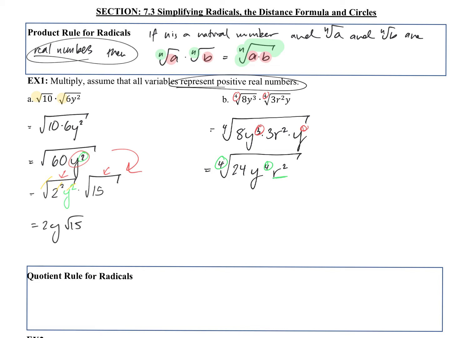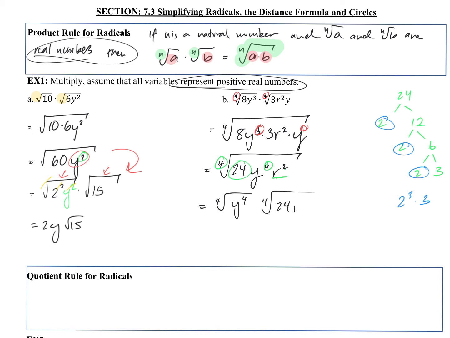R squared can't be simplified. 2 is too small. How about 24? Is there a perfect fourth power in there? Well, let's break it down. 24 is 2 times, what? 2 times 12. 12 is 2 times 6. 6 is 2 times 3. It looks like there's no perfect fourth root, because the most we can have is 2 to the 3rd power times 3. So all we can do is take out that y. So I'm going to go ahead and rewrite this with the perfect 4th power, and then the leftover is 24r squared. So those perfects cancel, and I'm left with y, 4th root of 24r squared.